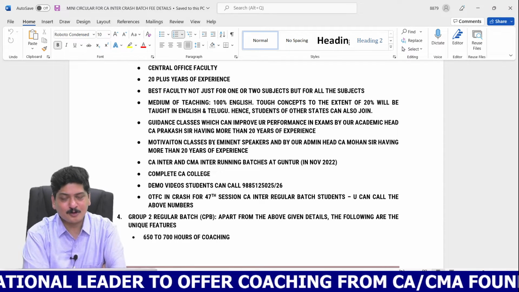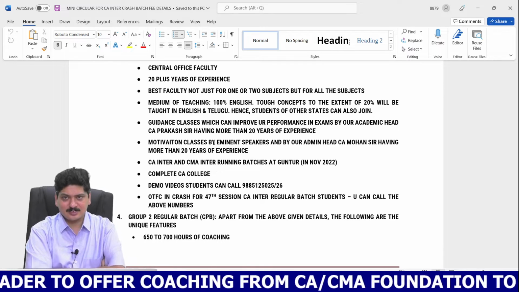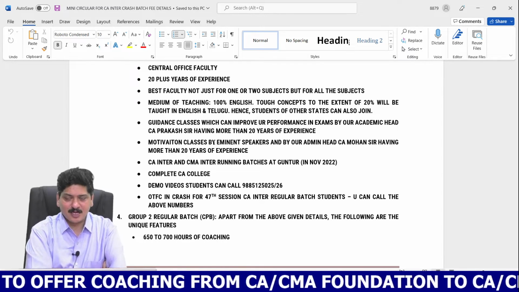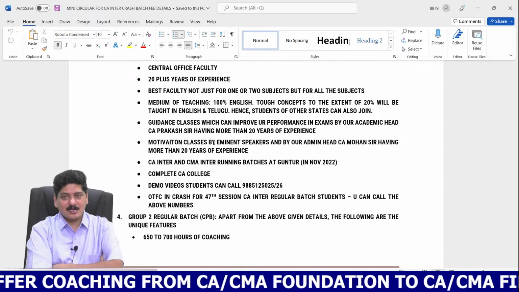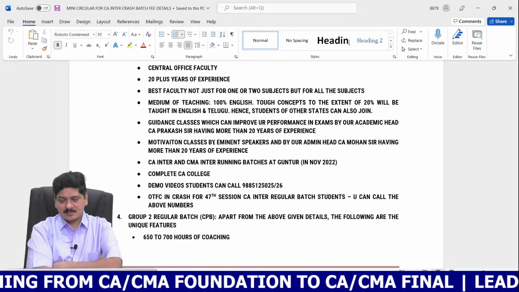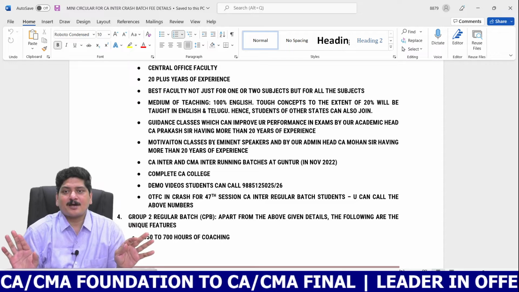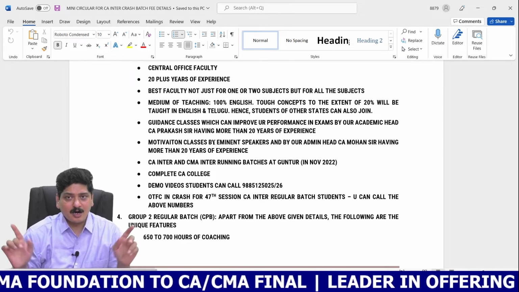And you'll be surprised to know that we have another 1,000 plus admissions in a year for CA Inter study hours and revision examination batches. Wait. I haven't included any of the admissions or any of the batches that we have in our branches.